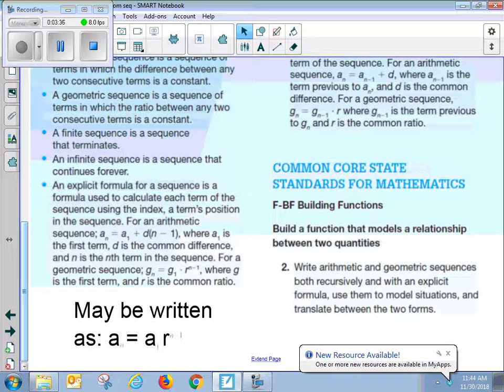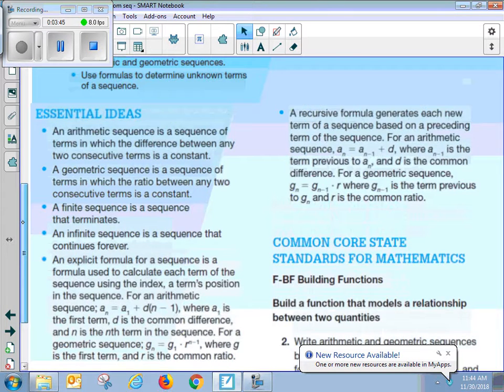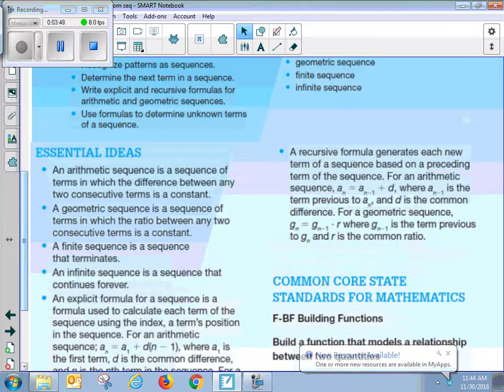Okay? So the explicit formula is a great formula because it gives you that missing value you're looking for. The recursive formula only has one purpose. It gives you the next term in the pattern. That is it. So its general format of a recursive formula over here is a sub n.